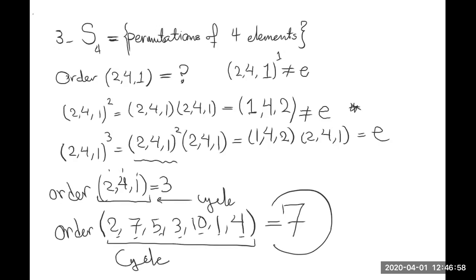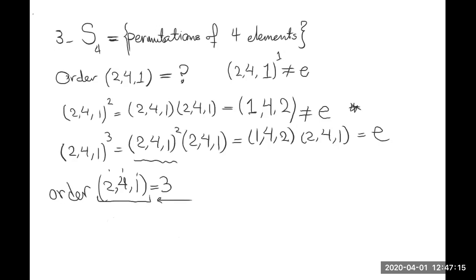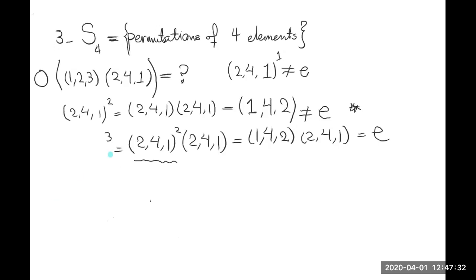Okay, so let's look at the last part of this question. Now we want to see what is the order of the multiplication of these two. So we want to see what is the order of (1 2 3) times (2 4 1). What is the order of this thing? Okay, think about that for a few seconds.